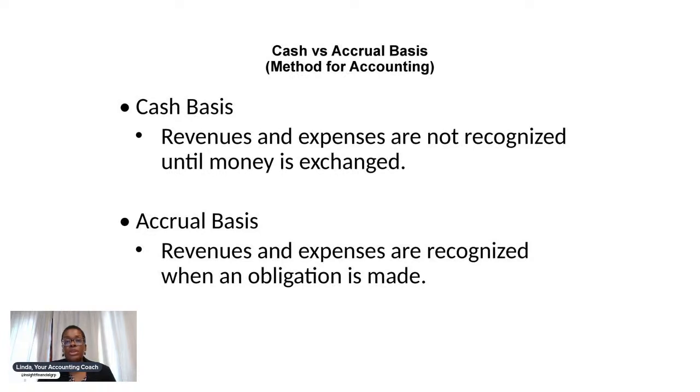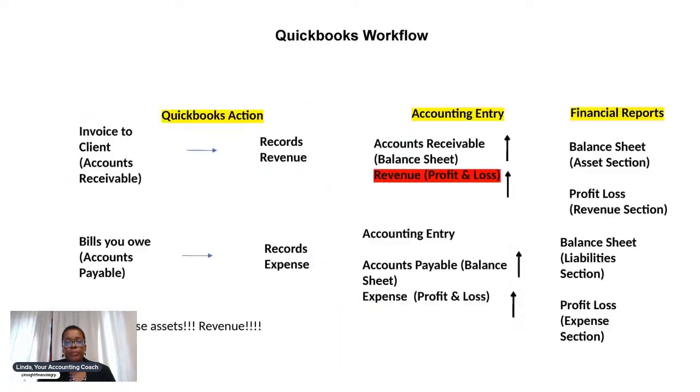So that means when you receive that money or you actually pay out that money, that's when it's recorded on your books. Accrual basis is when revenue and expenses are recognized. Money has not been exchanged, but they are just recognized on your books. So let's look at an example.